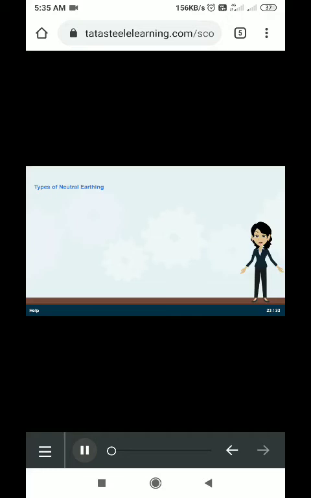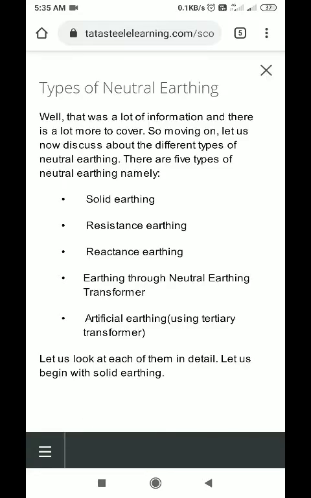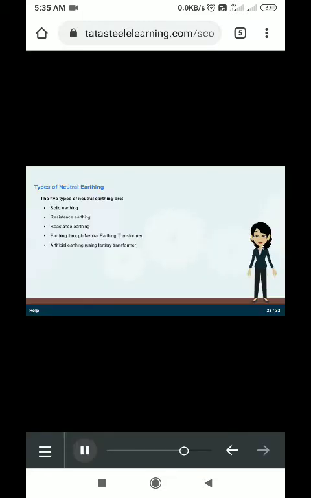So moving on, let us now discuss the different types of neutral earthing. There are 5 types of neutral earthing, namely solid earthing, resistance earthing, reactance earthing, earthing through neutral earthing transformer, and artificial earthing using tertiary transformer. Let us look at each of them in detail. Let us begin with solid earthing.